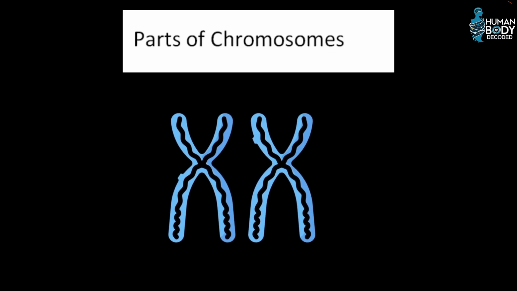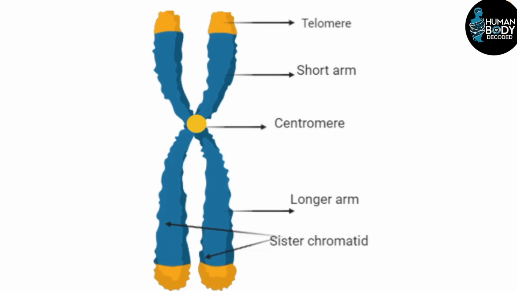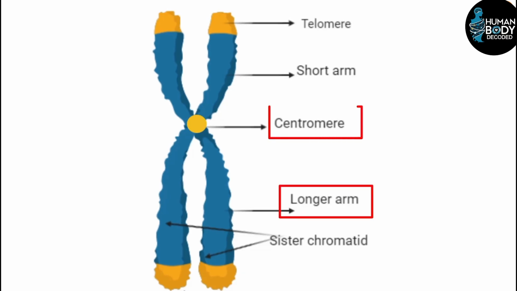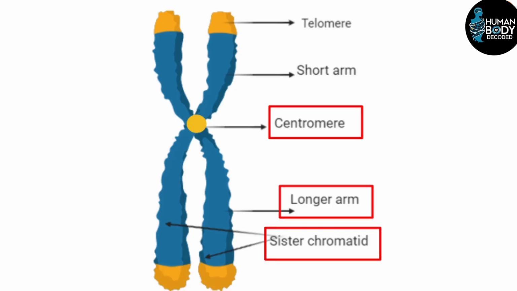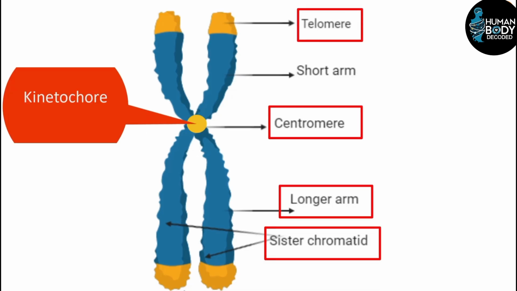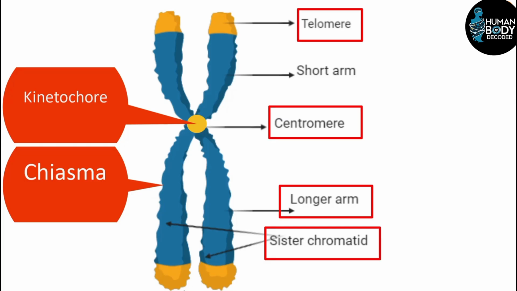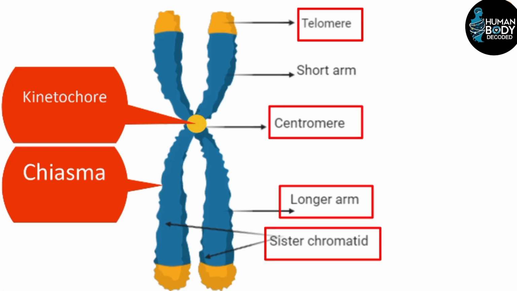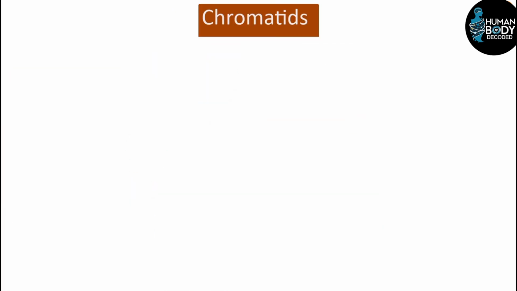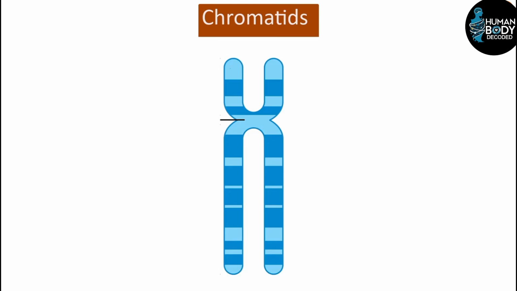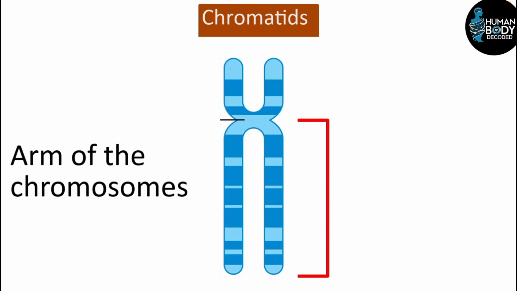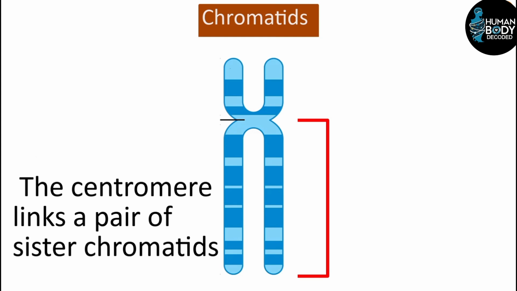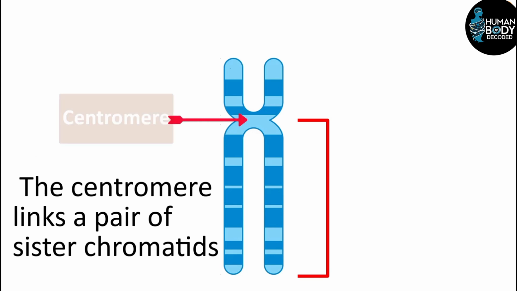Now let's move to the parts of chromosomes. Students, the parts of chromosomes are named chromatid, centromere, sister chromatid, non-sister chromatid, kinetochore, telomere, and chiasma. We will study all these one by one. First, I will tell you what chromatids are. The arms of chromosomes are called chromatids. These arms, or the chromatids, are attached in the middle to a part we call the centromere.